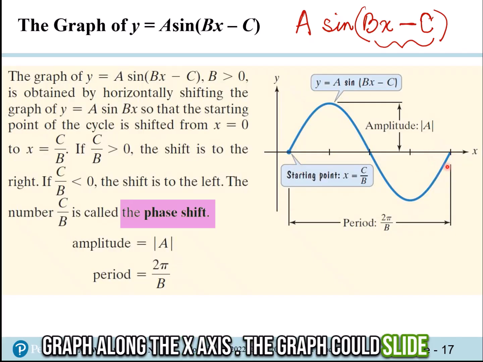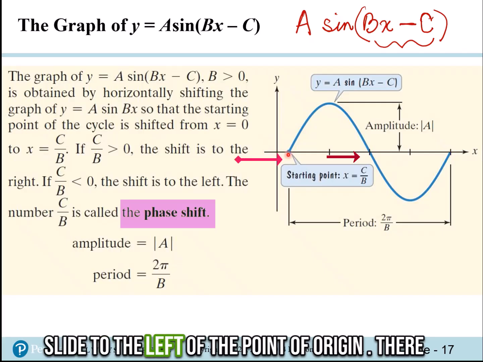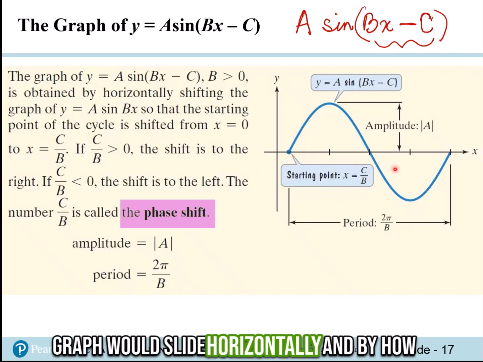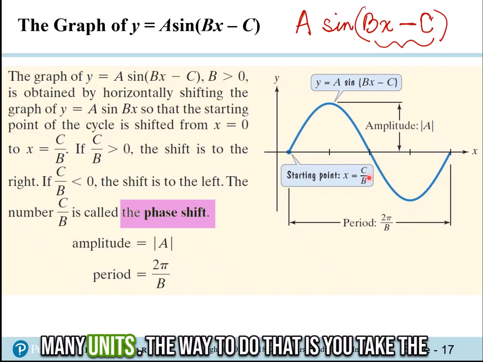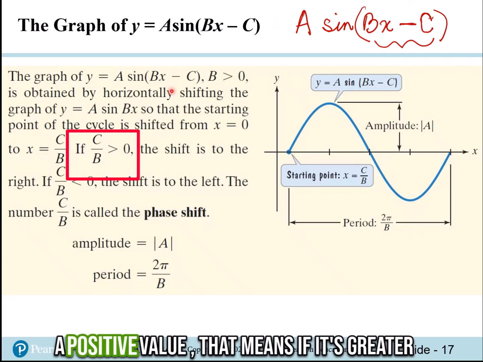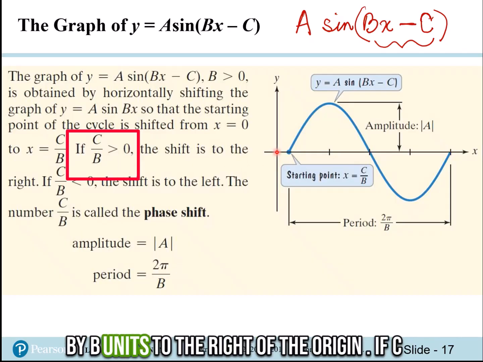The graph could slide to the right of the point of origin, or it could slide to the left of the point of origin. There is a way of determining in which direction the graph would slide horizontally and by how many units. The way to do that is you take the value of c and divide it by b. If c divided by b is a positive value, that means if it's greater than 0, then the graph will slide c divided by b units to the right of the origin.